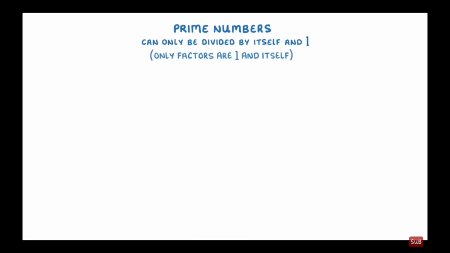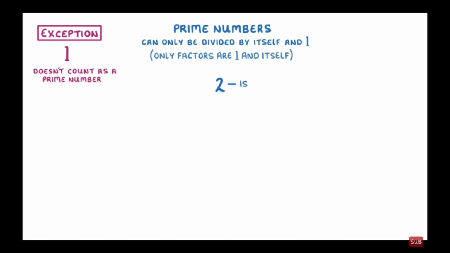In this video, we're going to look at the difference between prime numbers and composite numbers. A prime number is any number that can only be divided by itself and 1 a whole number of times. So basically, its only factors are 1 and itself. Although there is an exception to this, which is that 1 doesn't count as a prime number.